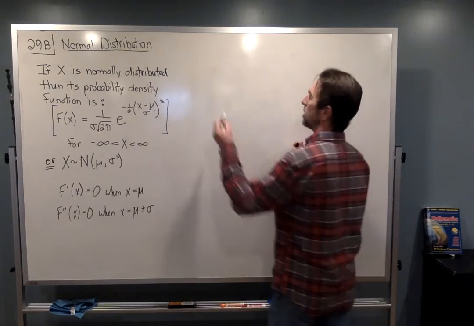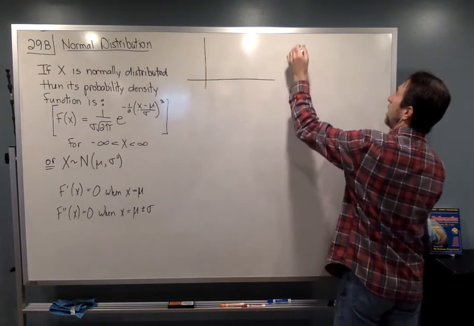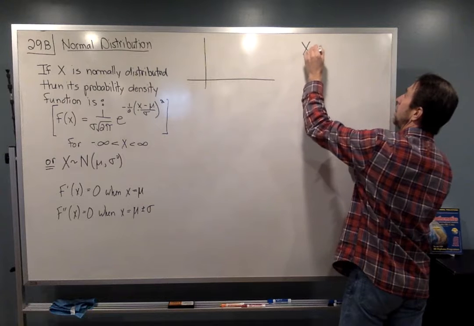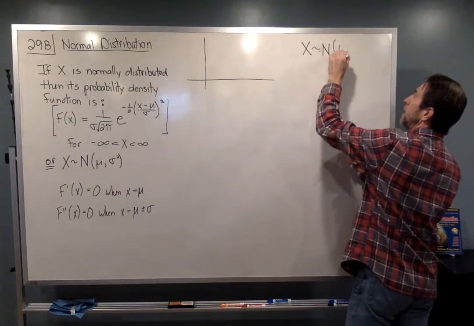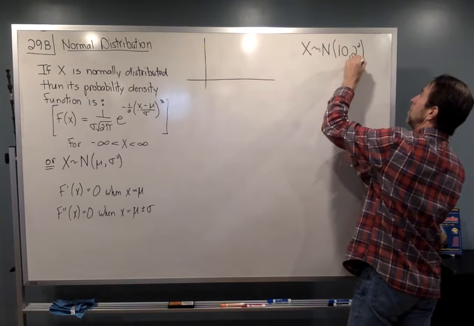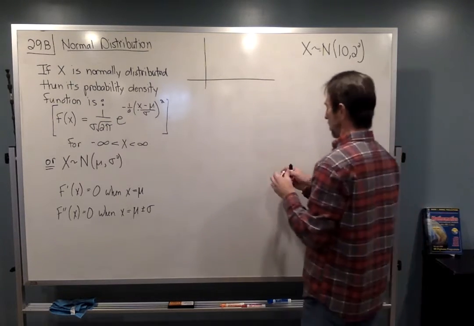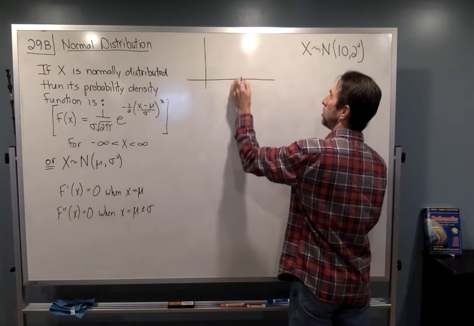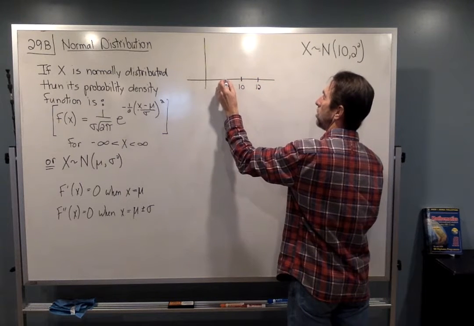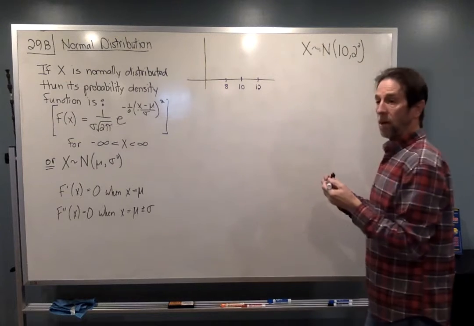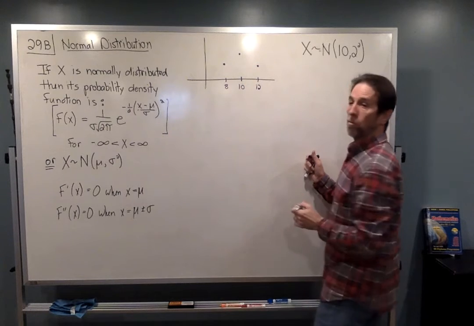If I were to graph something like this, for example, let's just say I'm going to let X take on a normal distribution, 10, 2 squared. That basically means that the mean is 10 and the standard deviation is 2. So if I were to pick some of these values, there's the mean 10, this is going to be 12, this is going to be 8. This is definitely not drawn to scale. I might pick some of these points just so I have a better feel for the graph.